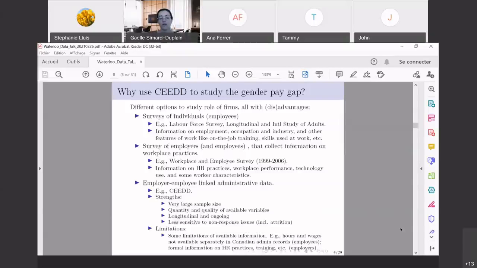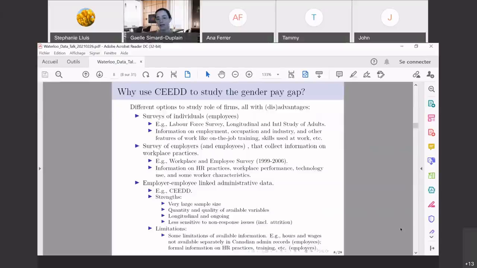These surveys tend to have a lot of information on HR practices, workplace performance, and technology use. So a lot of detailed information on workplaces, and the kind of information that you can only have through surveys. Their strength is really the type of information they're collecting, which allows you to talk about the mechanisms through which firms influence people's outcomes. The counter here, obviously, is that they typically only document some worker characteristics.